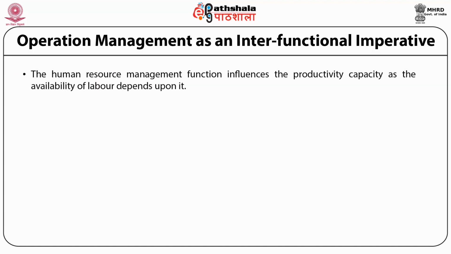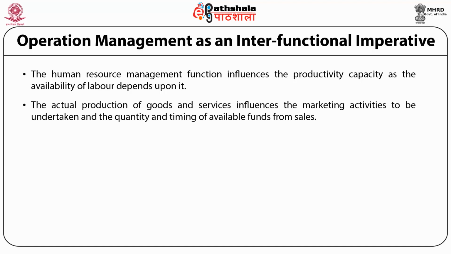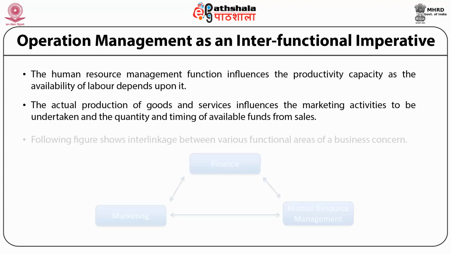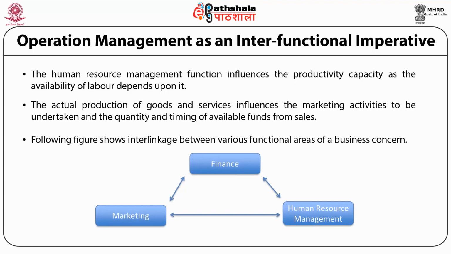The human resource management function influences the productive capacity, as the availability of labor depends upon it. The actual production of goods and services influences the marketing activities to be undertaken and the quantity and timing of available funds from sales. Such interactions are common in most organizations. The following figure shows the interlinkage between various functional areas of a business concern.